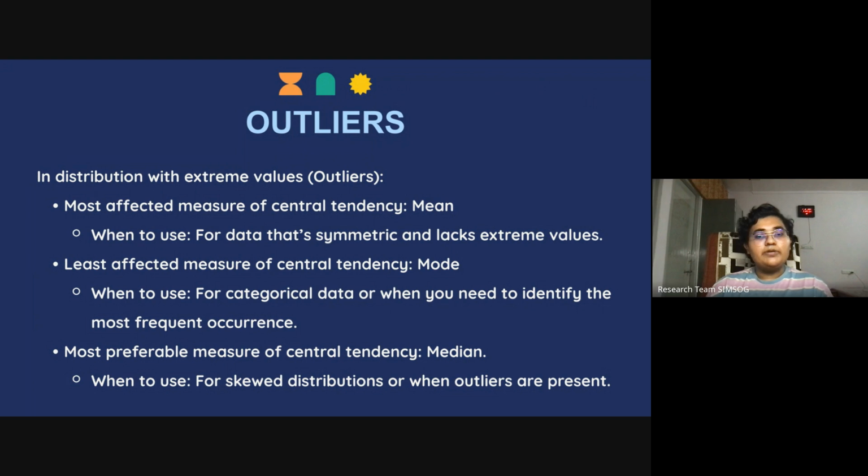That's why we use mean in data that is symmetric and doesn't have any extreme values. On the other hand, which measure is the least affected? Mode is the least affected, and we use mode for categorical data, or when we want to identify just the most frequent occurrence. But which measure is the most preferred in the case of outliers? Median. It is easier to calculate than mode in most cases, and it doesn't get affected a lot by outliers. So it is very useful and much preferable in a data set with outliers or with a skewed distribution.